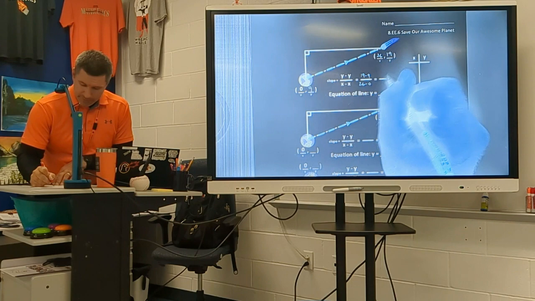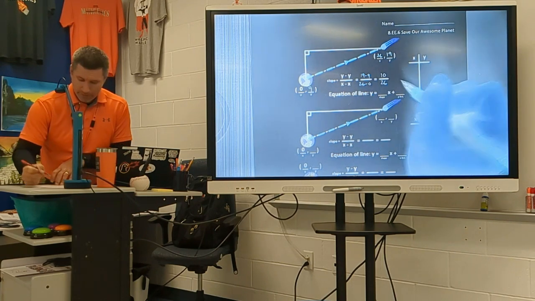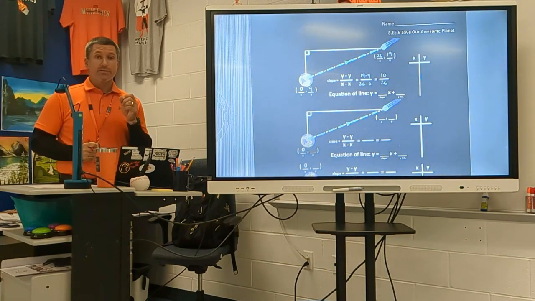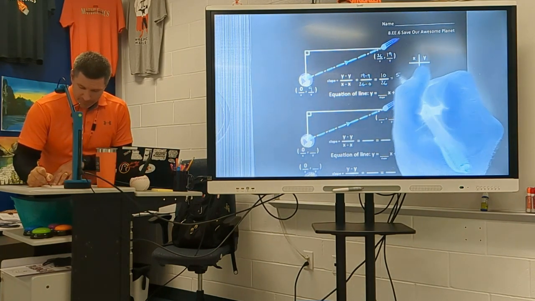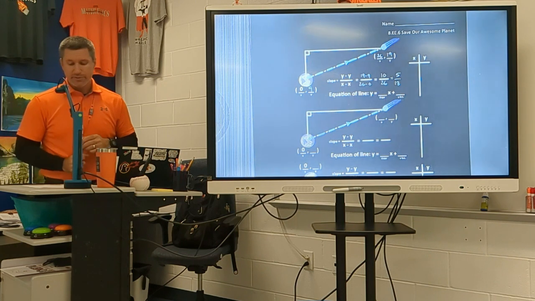So this would become 10 over 26, like that. And of course we can simplify, so please do so. Divide both by 2. That's 5 over 13. So your slope is 5 over 13.